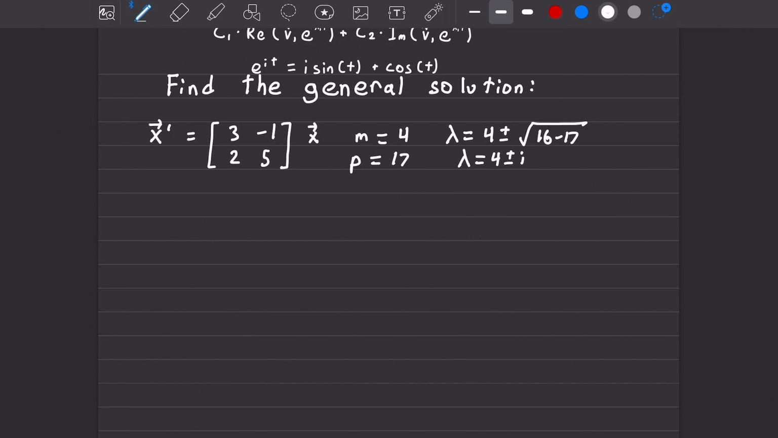Like I said before, we only need to use one, so just because I like the first one, I'm going to choose lambda equals 4 plus i, right? Why not? It has a plus sign in there, okay? And now to find our eigenvector, we're going to do what we always do, and we're going to subtract our eigenvalue off the diagonals. So we're going to do 3 minus this whole thing.